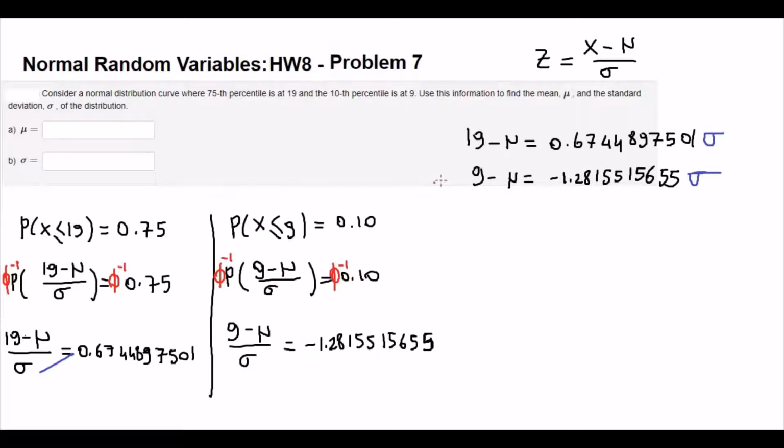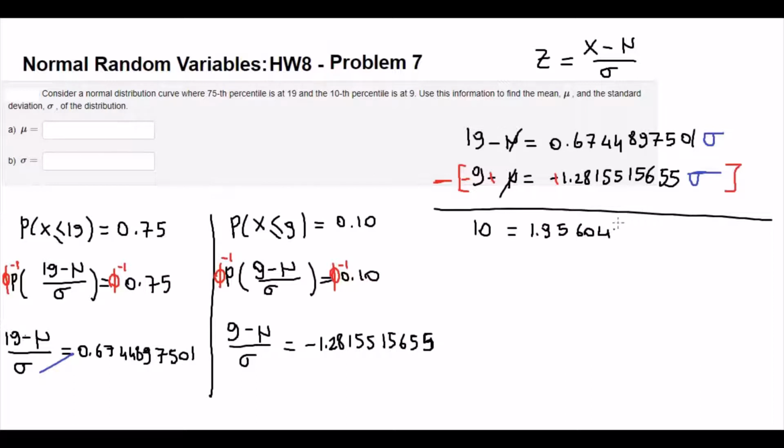So we're going to subtract the second equation from the first equation, and if we multiply everything by a negative sign, this becomes negative, positive, positive. And 19 minus 9 is 10, mu's cancel out, and this is going to be addition of two sigma values, and if we add them up we obtain this number. And sigma. Now we can solve for sigma.